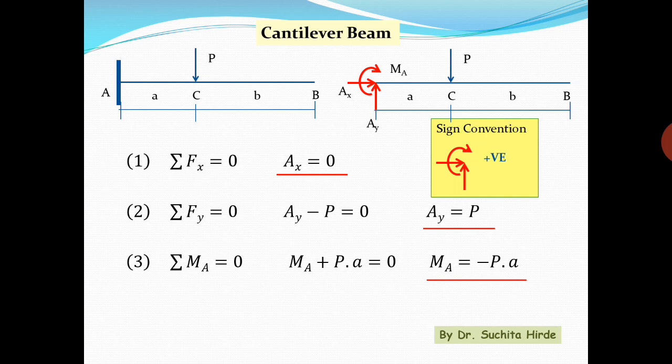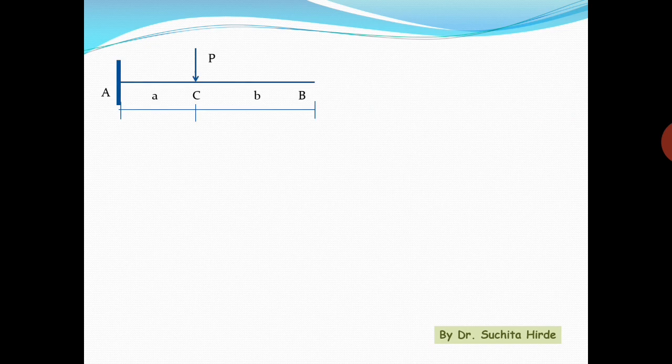Now we will see one more example. This is similar to the earlier case. Only difference is here we are providing one more support at B, which is called as prop, and this structure is called as propped cantilever. Now what happened due to support at B? We have one more additional reaction here. Now how many total reactions are here in this beam? 3 reactions at A and 1 reaction at B. That means total reactions are 4.